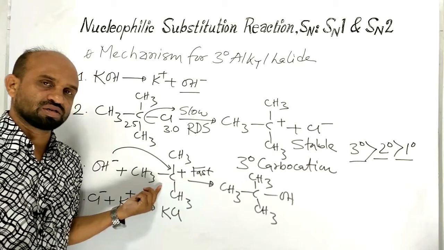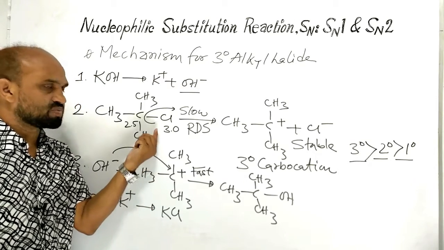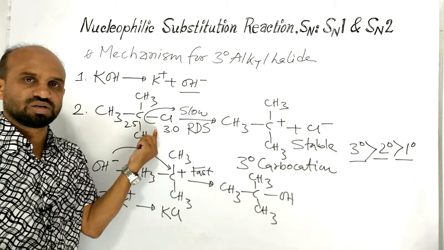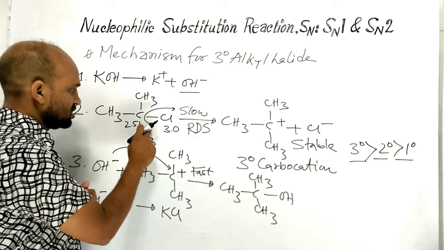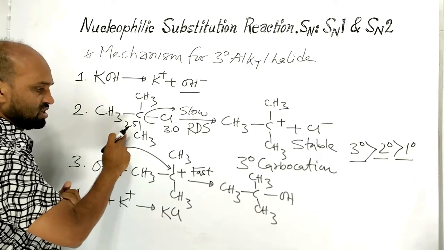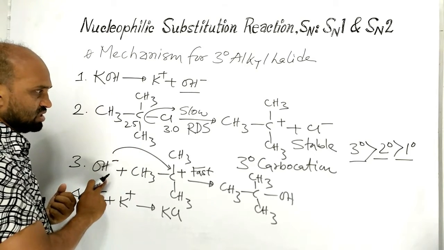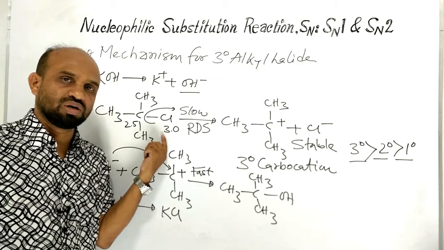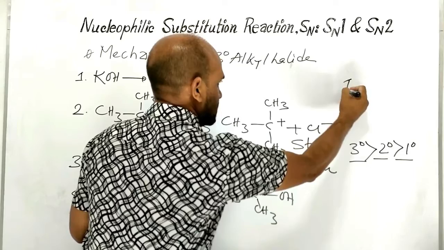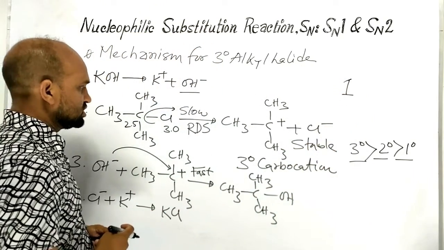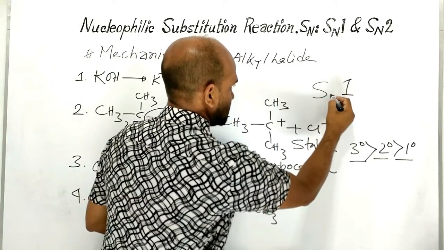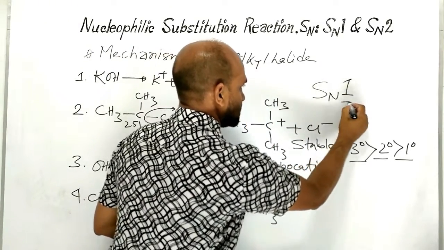This is not the rate determining step. Step 2 is the rate determining step. In the rate determining step, we see only one reactant is involved, that is the alkyl halide, not the nucleophile. As only one reactant is involved here, that is why this substitution reaction is called nucleophilic substitution unimolecular.